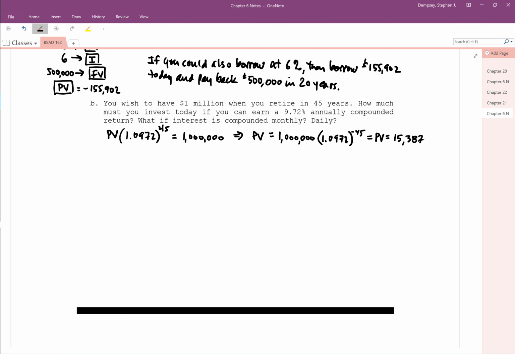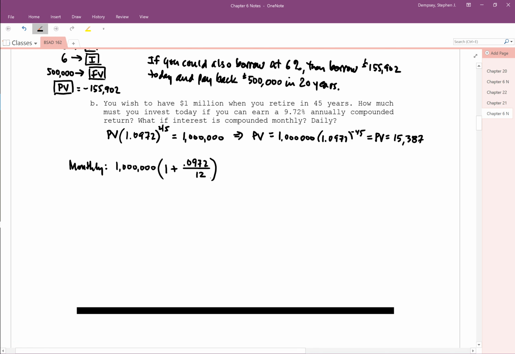If we had monthly compounding, as it's asking here, then I have to think about how I'd set this up. So my general setup was like this: $1 million times 1.0972 to the negative 45th. What would I do if I had monthly compounding? Now my $1 million is the same. But now I would multiply it by 1 plus the monthly rate. So I have to figure out what a monthly rate of return is. And that's taking the annual rate and dividing it by 12.